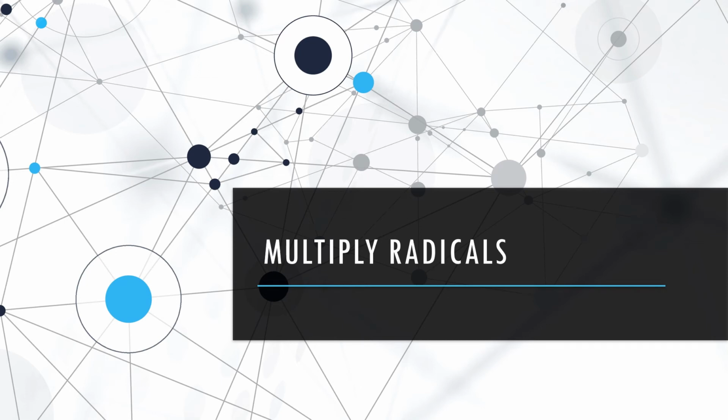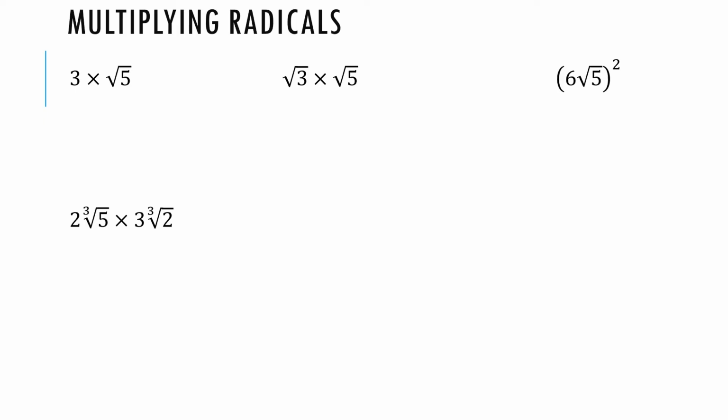All right, we're going to look at multiplying radicals. To multiply some radicals in a variety of situations, here we have a whole number multiplied to a radical. When those two get multiplied together, the 3 will be put in front of the radical of 5. When you have two radicals together being multiplied, you multiply the two radicands. So 3 times 5 is 15, so it's square root 15.